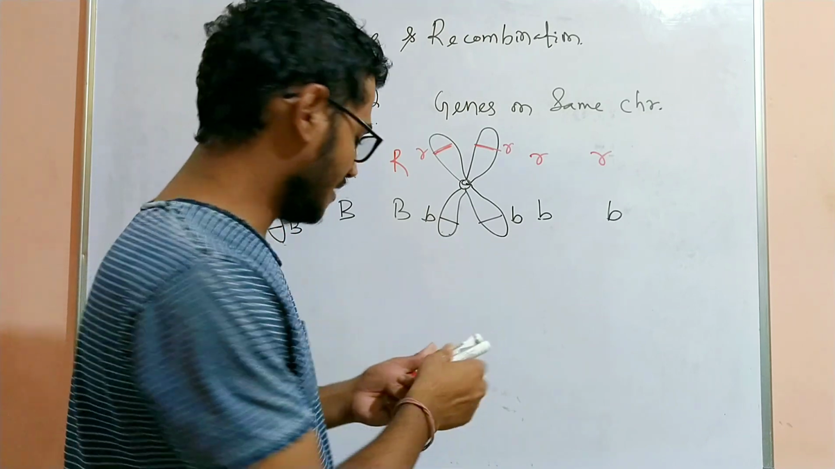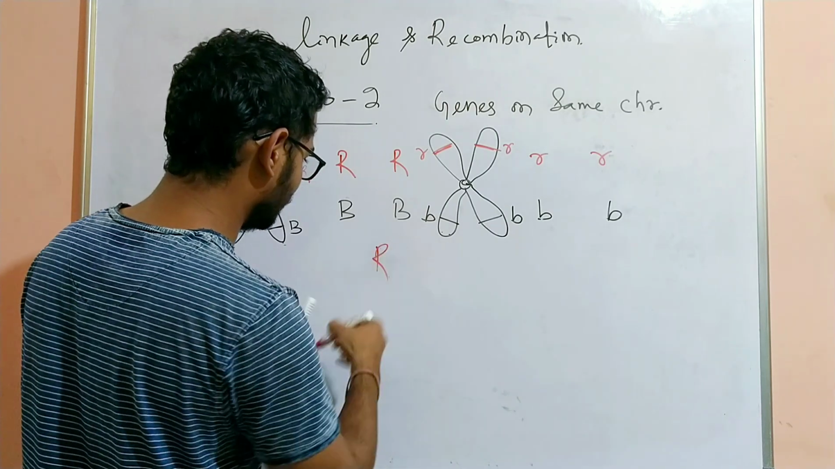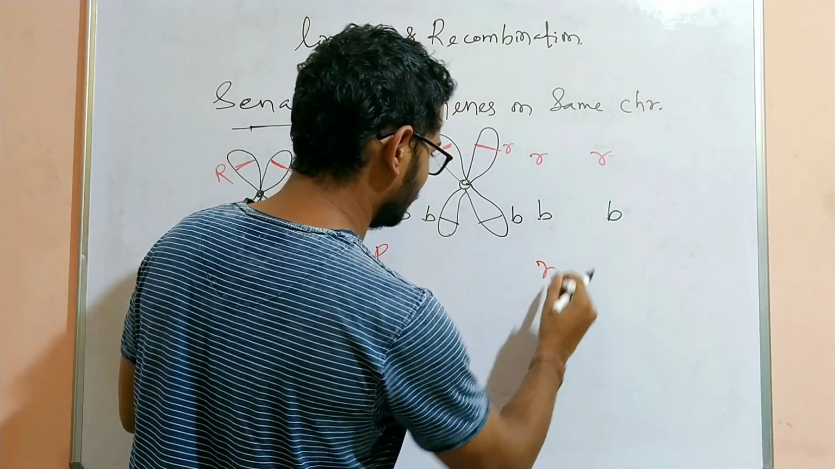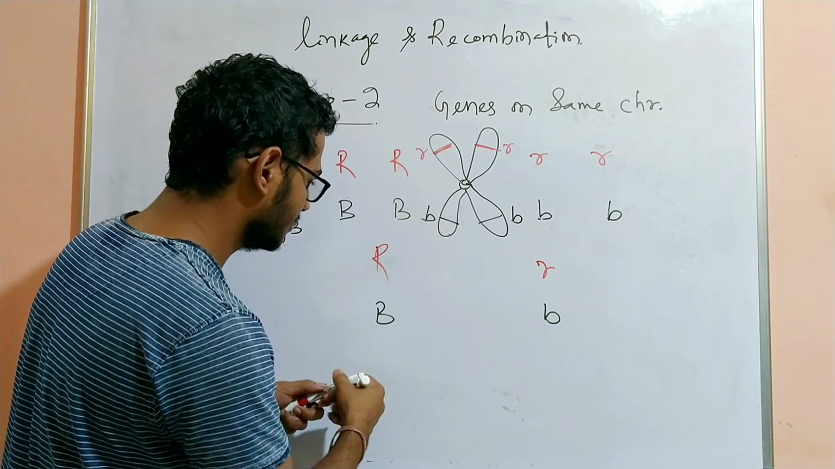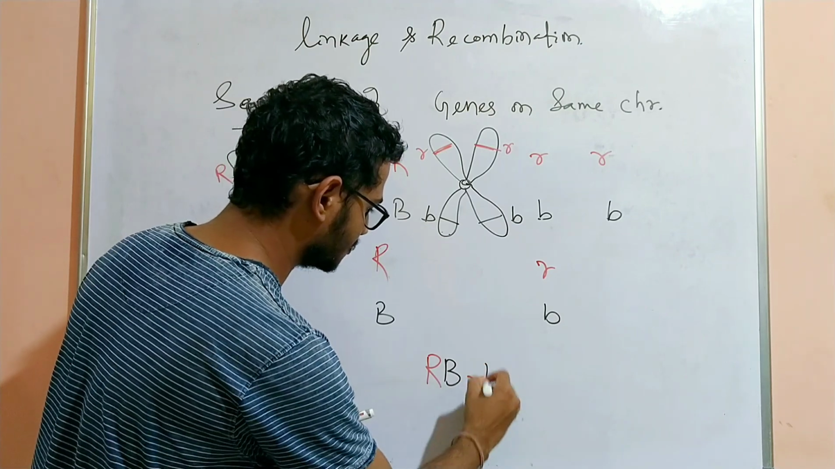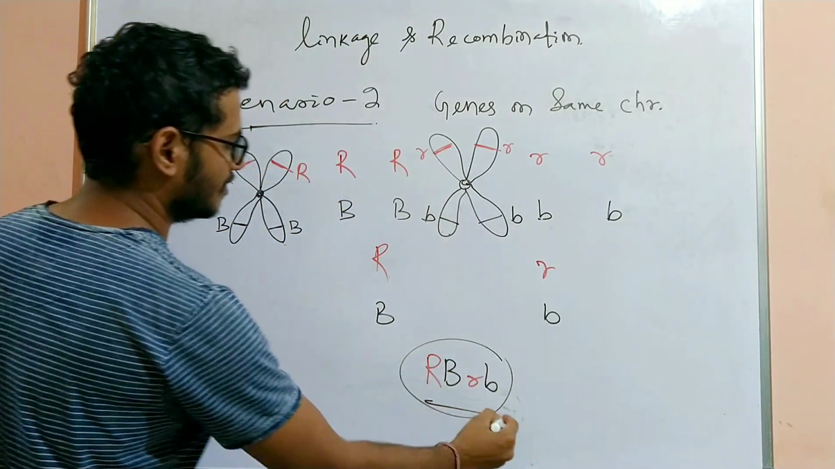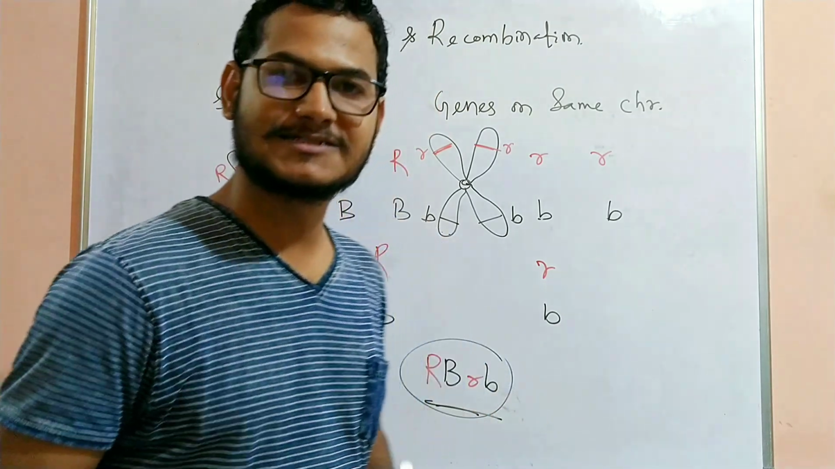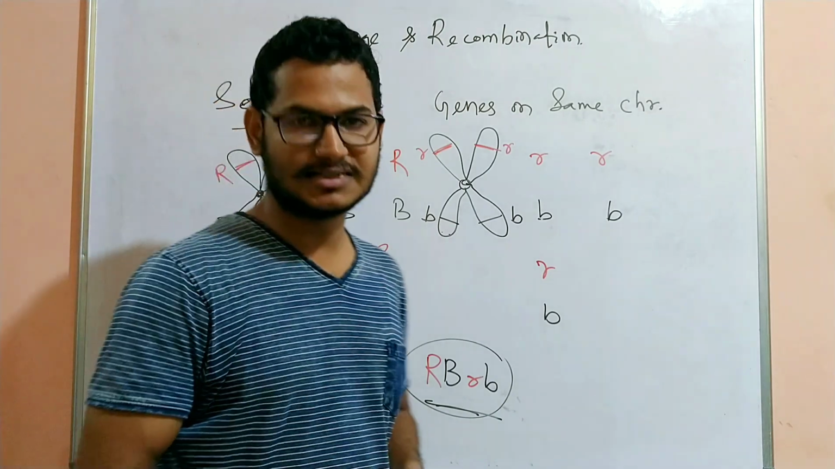Now look, we are going to cross these two types of plants. Here we have capital R and capital B, capital R and capital B. Here we have small r and small b. So by fusion of these two, we will get capital R, capital B, small r, small b. This is the normal condition. So normally this is found in the offspring. Clear? So when crossing over occurs, let's see how the non-parental character appears.